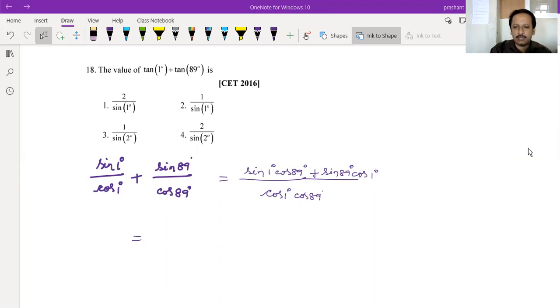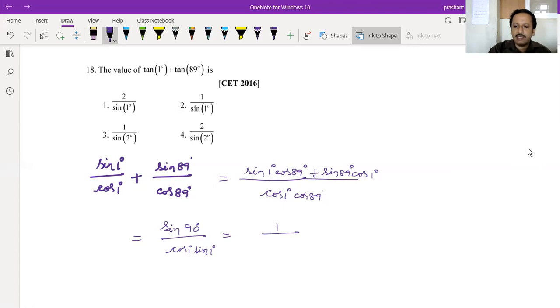Sine A cos B plus cos A sine B is equal to sine (A plus B). So you are going to get sine (1 degree plus 89 degree), which is equal to sine 90 degree. In the denominator, I will write cos 1 degree into cos 89 degree. Cos 89 can be written as sine 1 degree. Then sine 90 degree is 1.